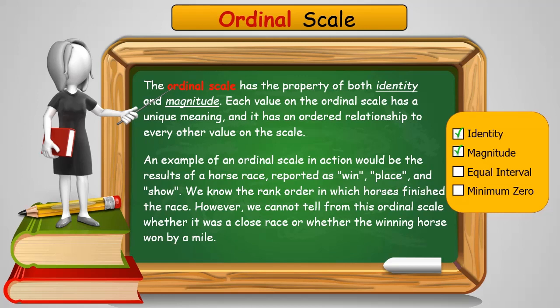However, the equal interval is not met. There is no consistent distance between first and second. The first horse might win by 5 seconds over the place horse, and then the show horse might finish 25 seconds later. So the equal interval is not present, nor is a minimum value of 0.